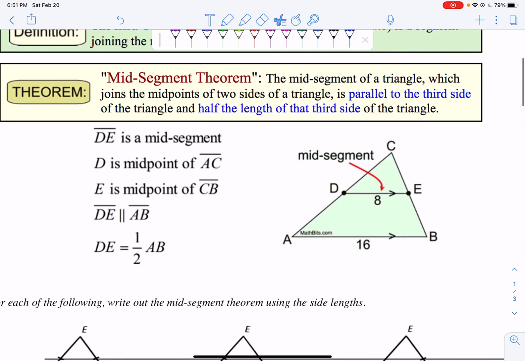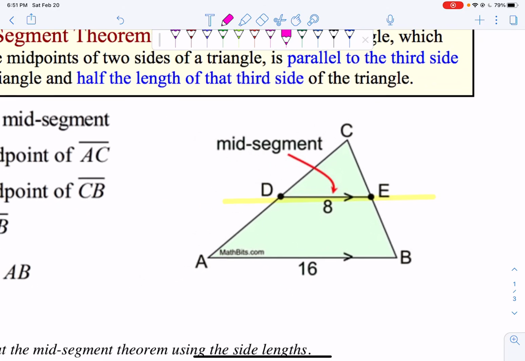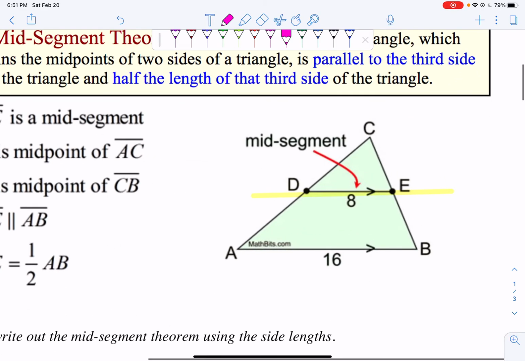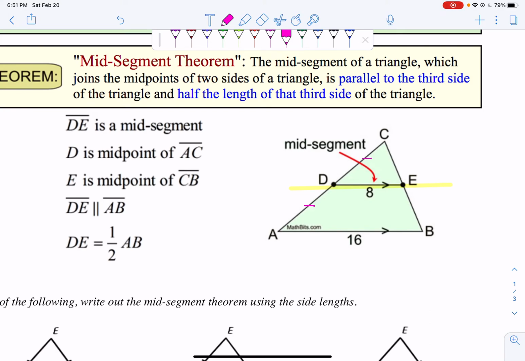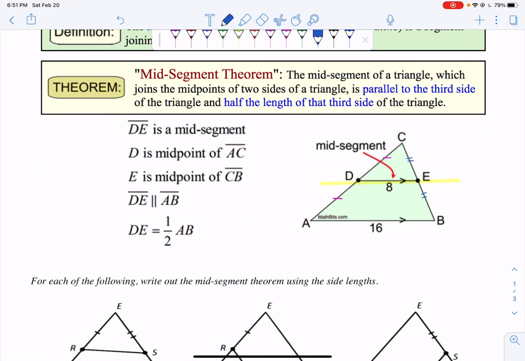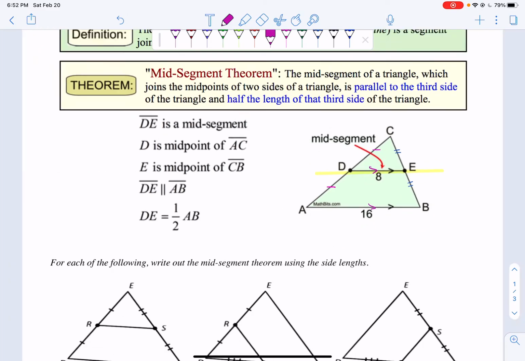So if I look, DE is a mid-segment or a midline. So if I look at DE, it's right down the middle of my triangle. And it's basically creating some relationships. It's saying that I have segments that are congruent to each other. D is the midpoint of AC, so I can say AD and DC are congruent. I can also say E is the midpoint of CB, which says that EC and EB are congruent as well. So I can actually use this to find a lot of beneficial information. And I also know that DE and AB are parallel.